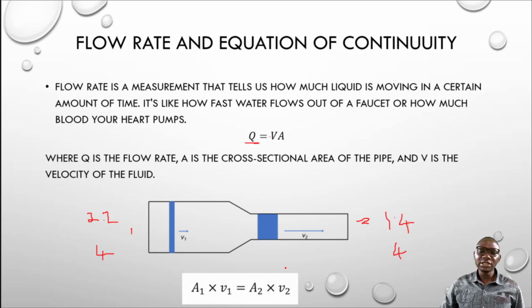By default, density should be taken into consideration also, but because the density on both sides is equal, because it is the same fluid that is passing from one point to the other, the density has cancelled out and is no longer in the equation. So that is what the equation of continuity of flow is telling us.